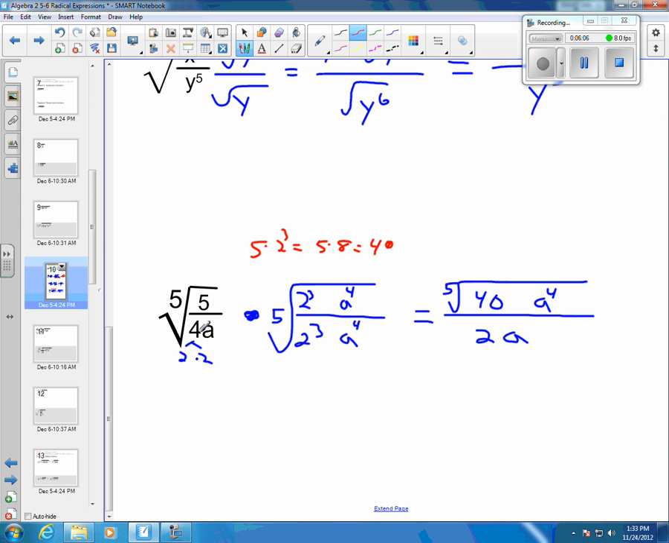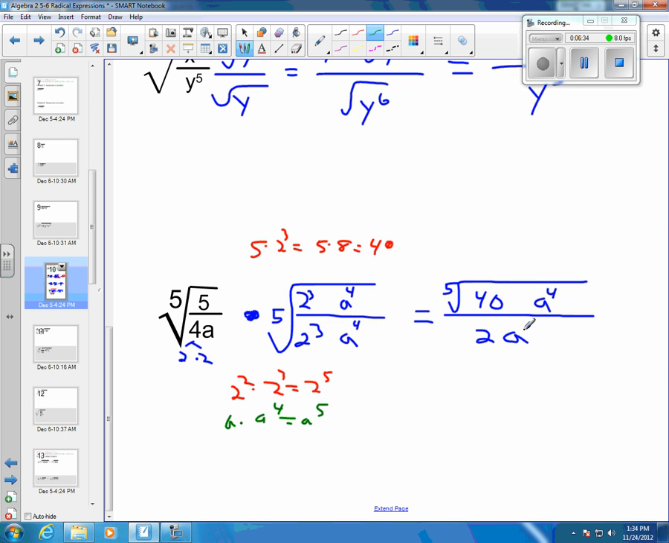On the bottom, remember this is 2 squared times 2 to the 3rd, which is 2 to the 5th. And we take the 5th root of 2 to the 5th, you just get 2. And this was an a here, times a to the 4th, which is a to the 5th. And when you take a 5th root of a to the 5th, you just get a.